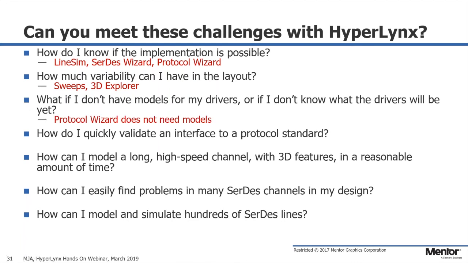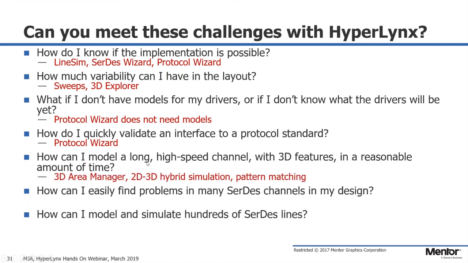What if you don't have models? Well, we mentioned the Protocol Wizard doesn't need the models. We can do that without your models. How do you quickly validate the interface? Well, we've got the Protocol Wizards that can do that for you. And then modeling a larger structure or many structures. We've got the 3D Area Manager that we covered here at the end. And then how can you find problems? Well, the HyperLynx DRC tool can be added to the mix.